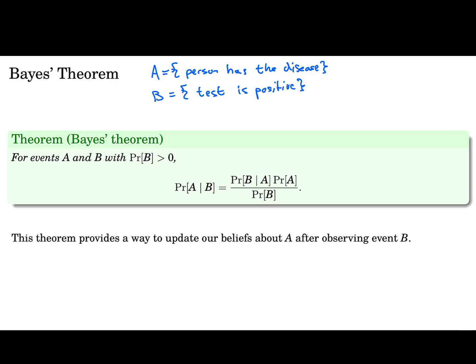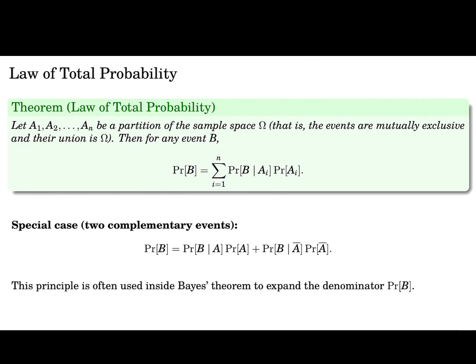So let's see how to compute this. Well, from the problem, we have these two. And like I said, we need to deal with this term over here. The usual way of dealing with this term is using what's called the law of total probability. So what is the law of total probability?